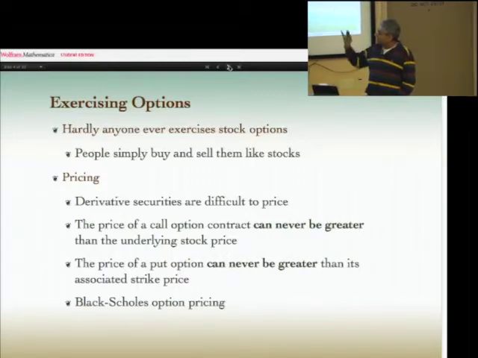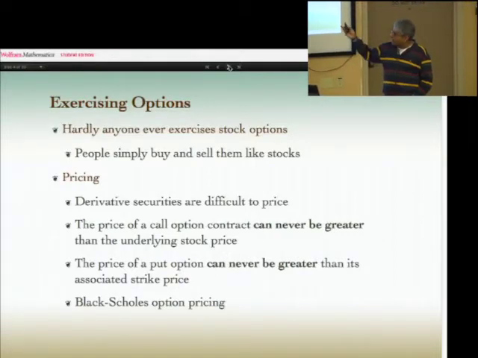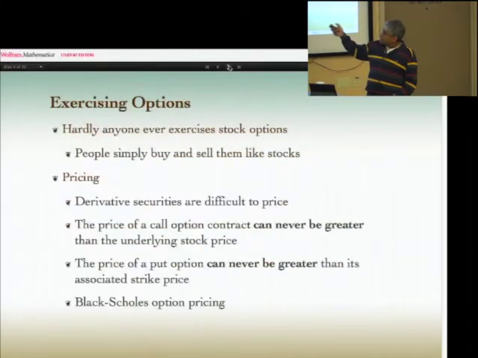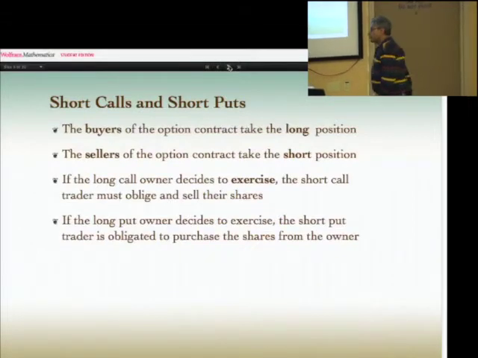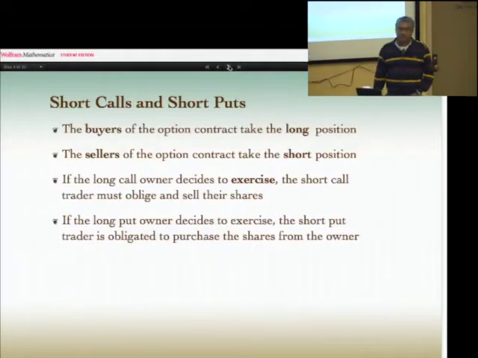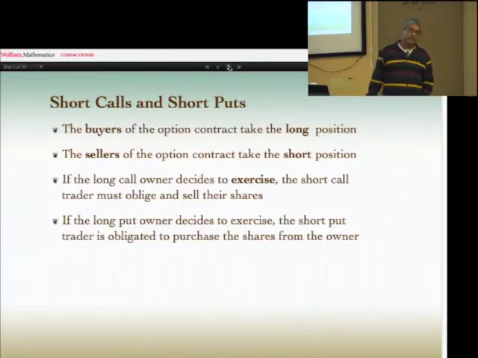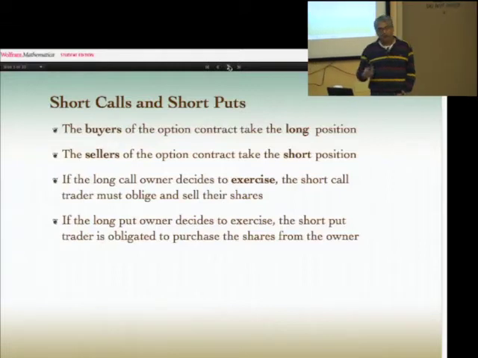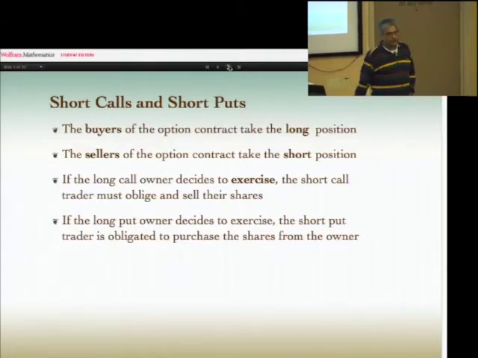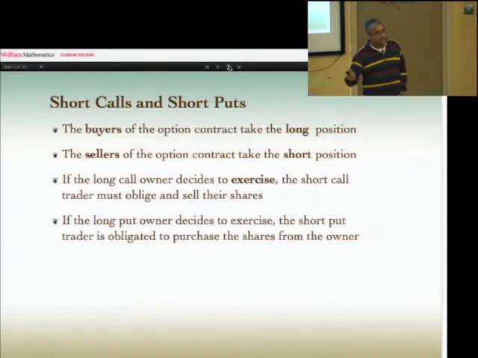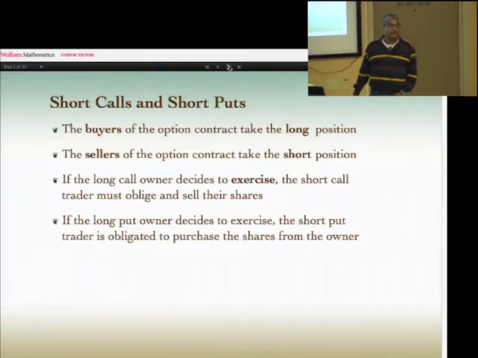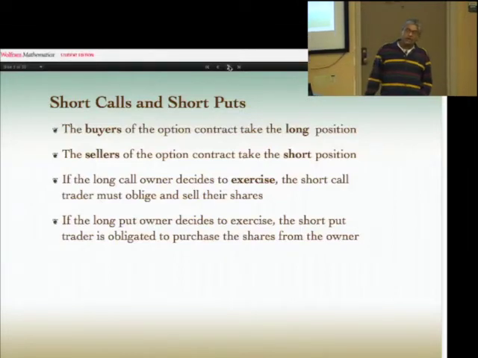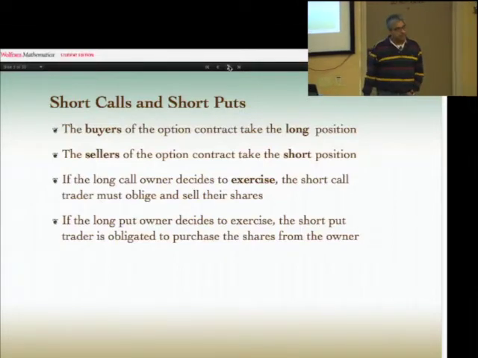All right, so as I said, exercising options, I've told you that. So now shorting. Remember I told you that options are a zero-sum game. So for every buyer, there's a seller. For every seller, there's a buyer. So we've talked about buying call options and buying put options, right? Well, there's the other side of that trade. You can sell call options, and you can sell put options. Why would you do that? Well, there are certain advantages to selling these options.